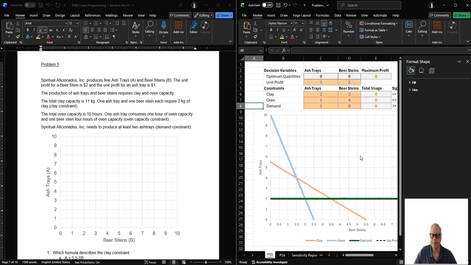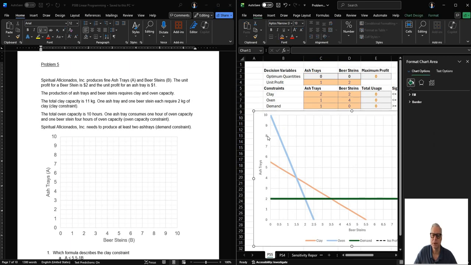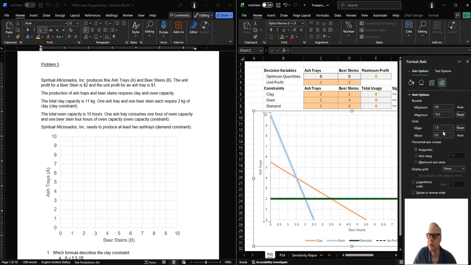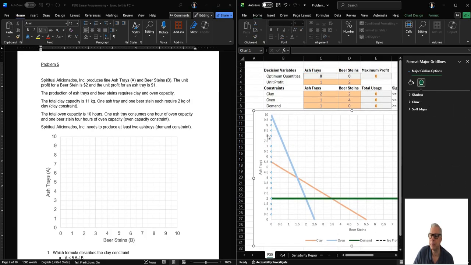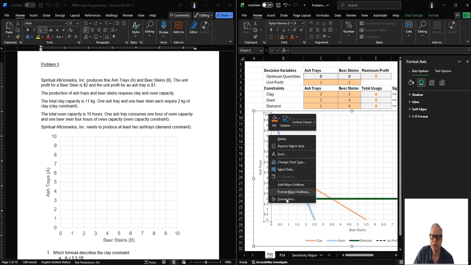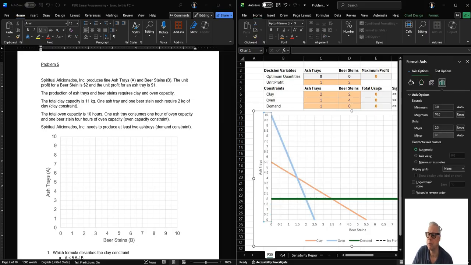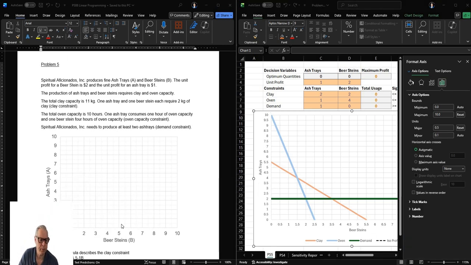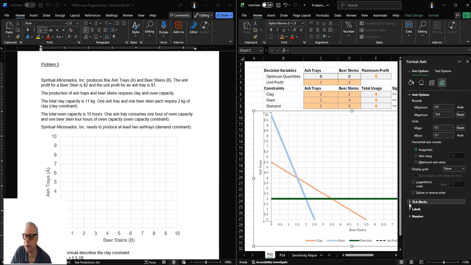Okay. And what else can I do? Maybe I can say major units. What happens if I put here 2? Need 1.5. Okay, so then we can see the values in between. So we can see the decimals. If you don't like that, we can remove that and work maybe on the tick marks and the labels.